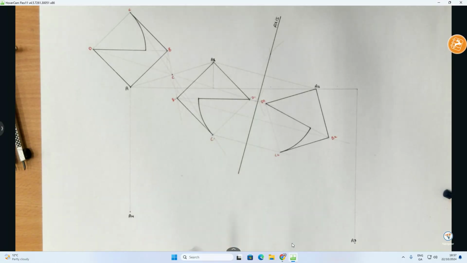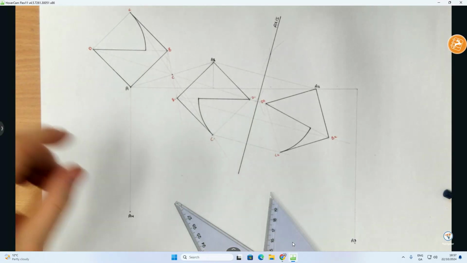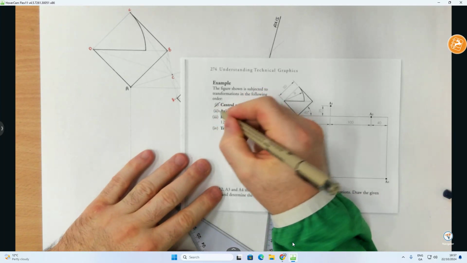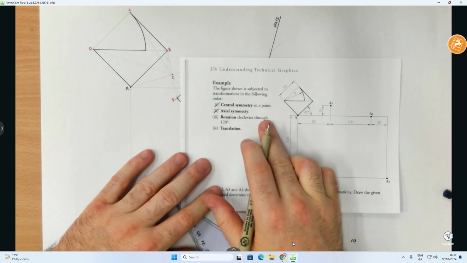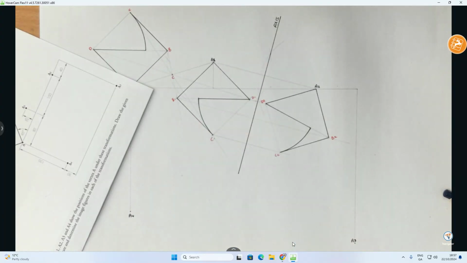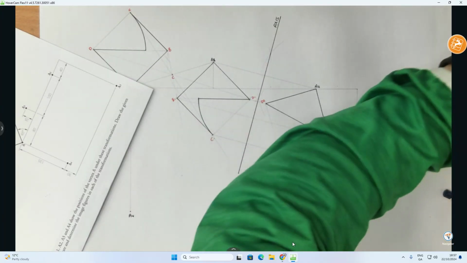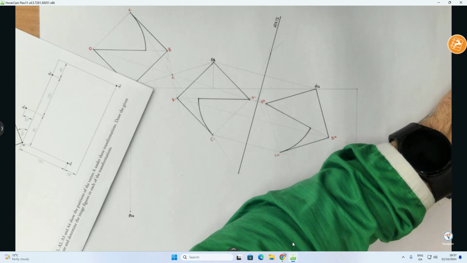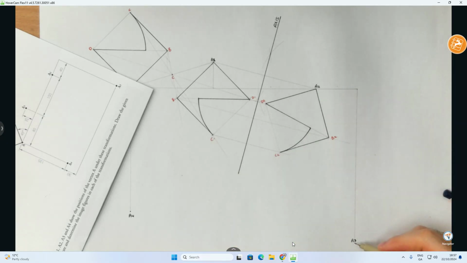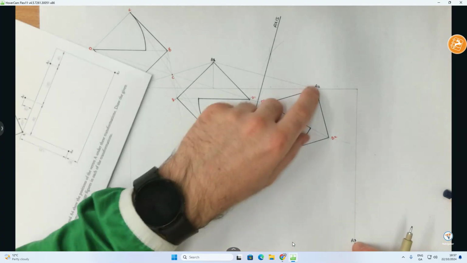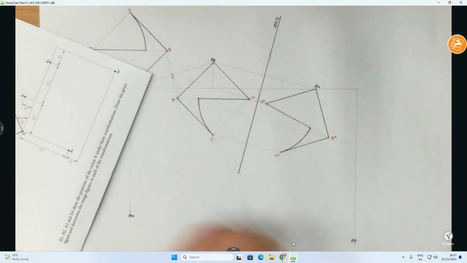Okay, now the next one is whereby we have done a central symmetry, we've done an axial symmetry. Next one is rotation clockwise 120 degrees. Okay, so what that means, this one is a little bit more challenging. We're going to rotate it clockwise about 120 degrees, until A2 gets to A3. So how do we do that?